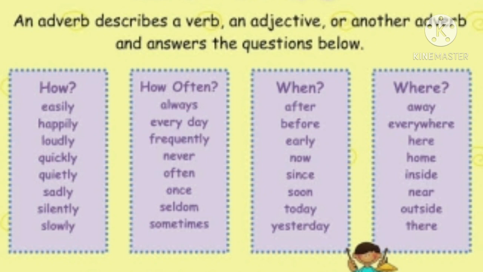Similarly, if I say I go for a walk every day, every day is again telling us the frequency, meaning how many times you go for a walk. Every day is an adverb. So what is an adverb? An adverb tells us how the work is done, when the work is done, where the work is done, and how often the work is done. So it is giving us full information about the work.